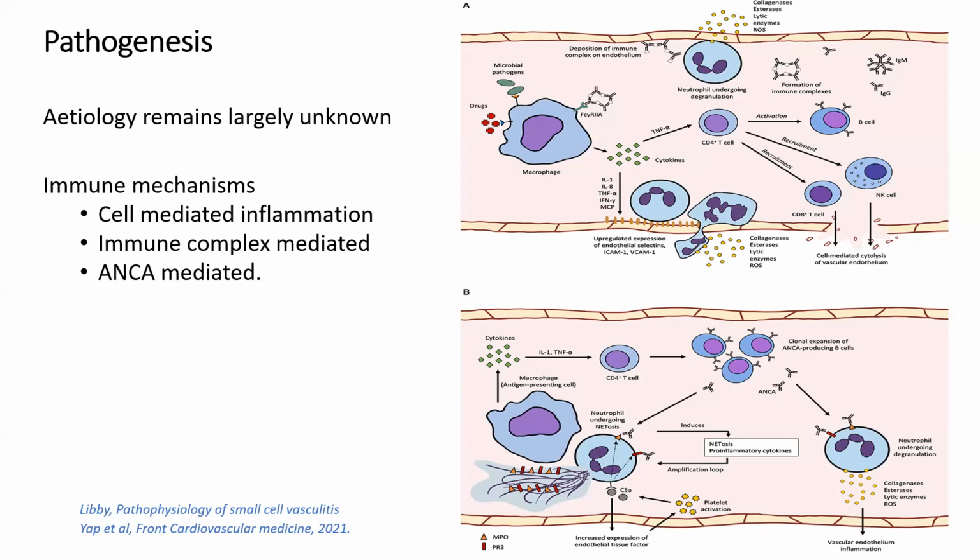Activated CD4 cells will now release cytokines, especially interleukin-1 and interleukin-6, which cause inflammation and subsequent damage to the endothelium. And we know activated CD4 cells also will call for help, recruit more macrophages, recruit more monocytes, and recruit CD8 T cells and natural killer cells, which would exert direct cytotoxicity on your blood vessel wall and cause damage.